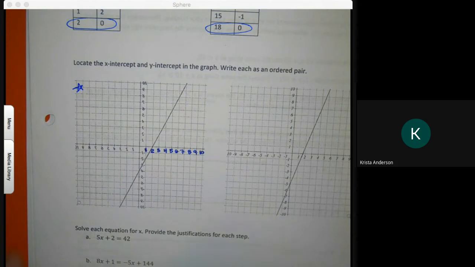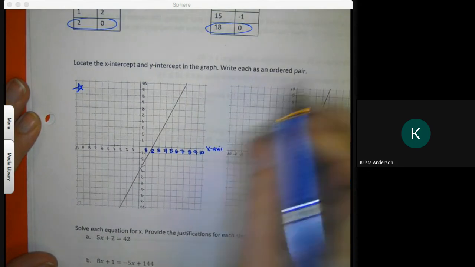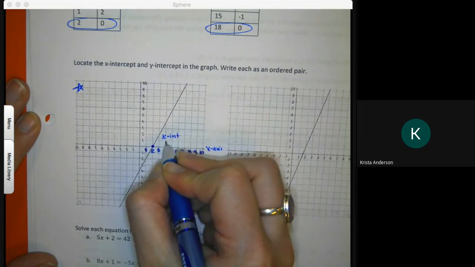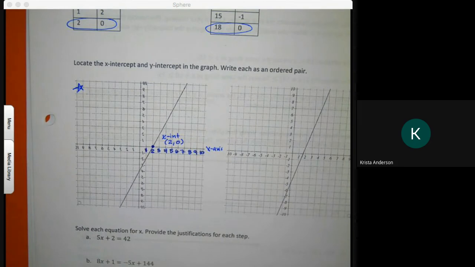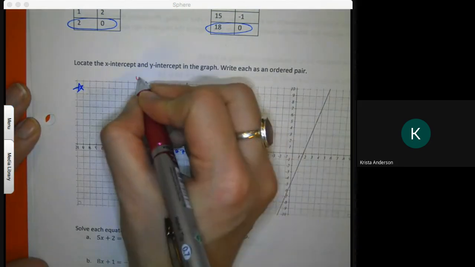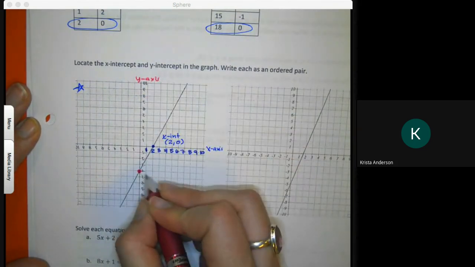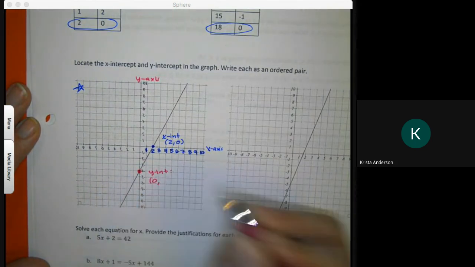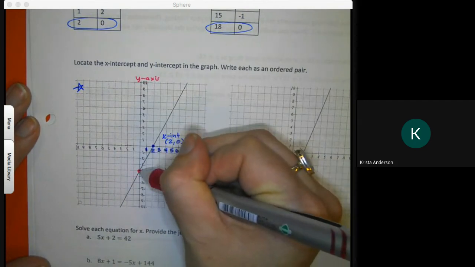When I find the X-intercept, I look at the X-axis. My X-intercept would be at 2, 0. When I look for my Y-intercept, I look at the Y-axis where it touches. My Y-intercept is at 0, and then my Y number should be 1, 2, -4.